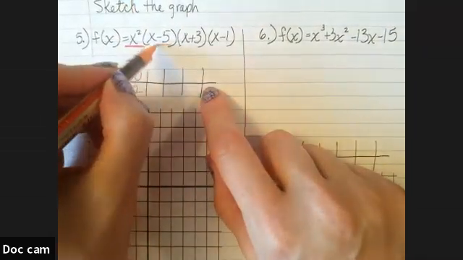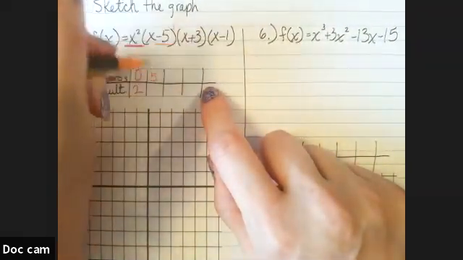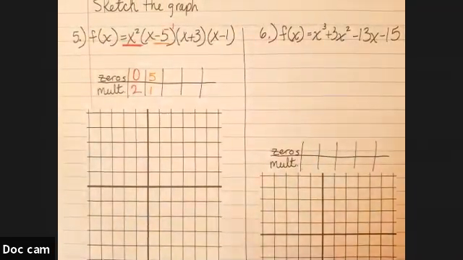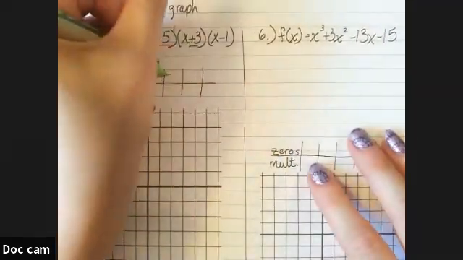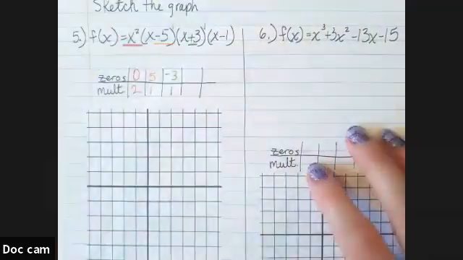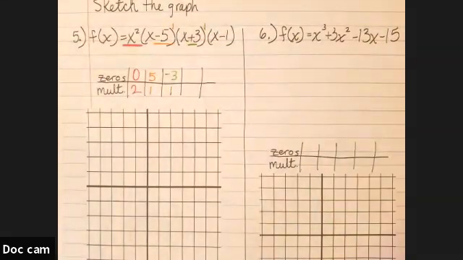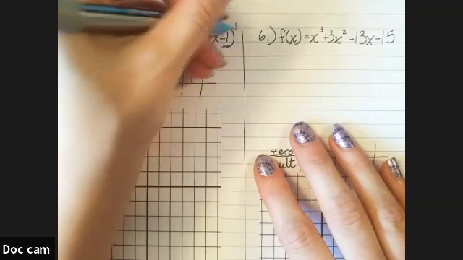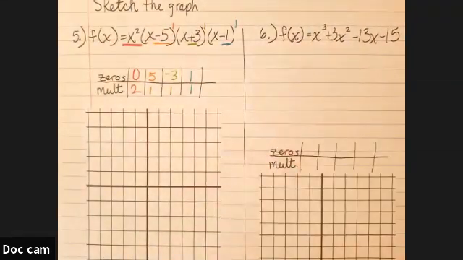Then we have a 0 at positive 5 with a multiplicity of 1. Then I have a 0 at negative 3 with a multiplicity of 1. Then I have a 0 at positive 1 with a multiplicity of 1.